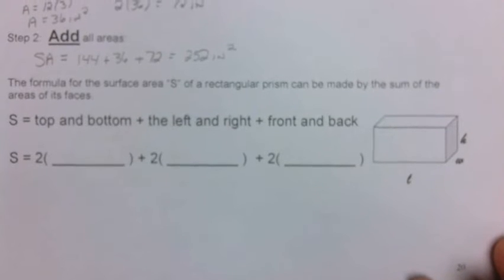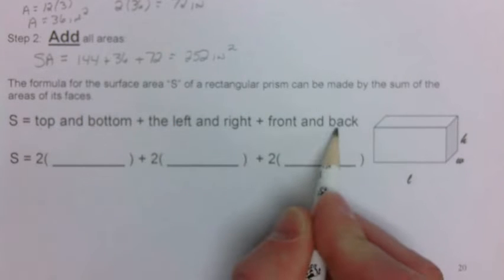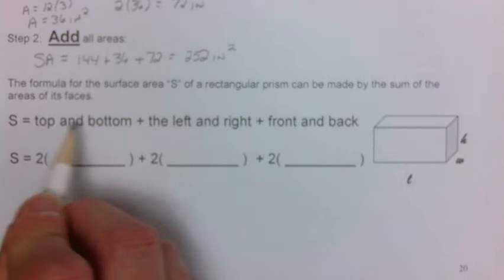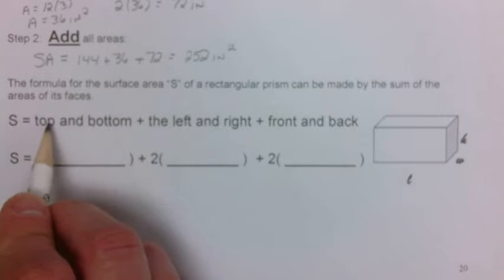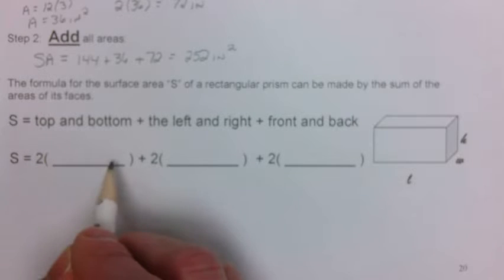With our last example, what we did was find the area of each face of the rectangular prism and then add them together to get our answer at the end. We're going to try to develop a formula for the surface area of a rectangular prism. Again, you can do that by finding the sum of the areas of its faces. We know that there was a top and a bottom, a left and a right, and a front and a back face. The top and the bottom faces are exactly the same. So whatever area I get for the top or the bottom, I'm going to have to double it. So I'm going to start out by doing 2 times something.